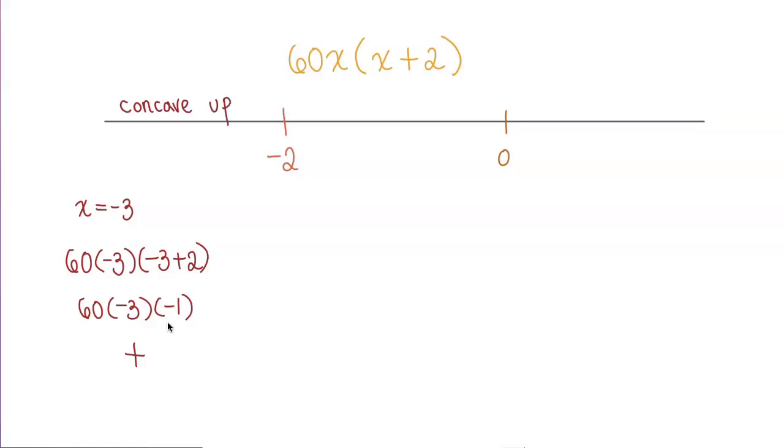All right, let's go to the middle one. I will pick a number that's in between -2 and 0. -1 is right in the middle, right? So if I plug in -1, I will get 60 times -1 times -1 plus 2. That is 60 times -1 times +1. Well, 2 positive and 1 negative multiplies to be a negative number. So this is concave down.